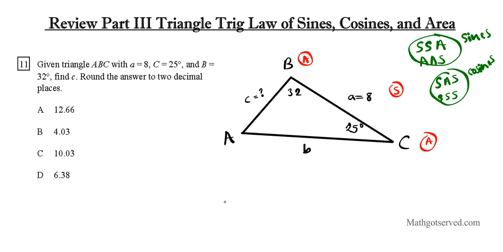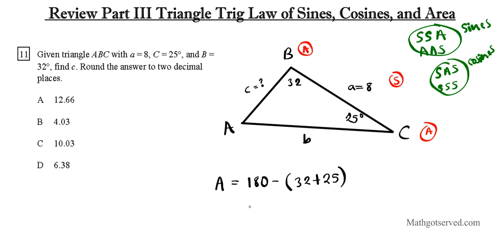So we're going to have to find angle A using the triangle angle sum theorem. Angle A is going to be 180 degrees minus the sum of the other two interior angles, which is 32 plus 25. If we plug that into our calculator, we'll find out that angle A is equal to 123 degrees. Clearly it's not drawn to scale. So if you look at this scenario, we have a pair and a pair with a missing side. We have an SSA situation, so we can use the law of sines.